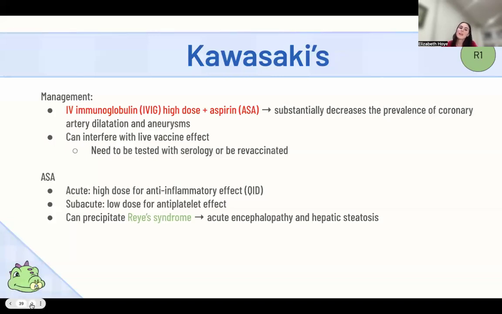The management for Kawasaki's is IVIG at a really high dose and then also aspirin. And this is because Kawasaki's has a high risk of coronary artery complications like aneurysms or dilatations. And these address that really. And something that's a bit buzzwordy again, high dose aspirin can precipitate Reye's syndrome.